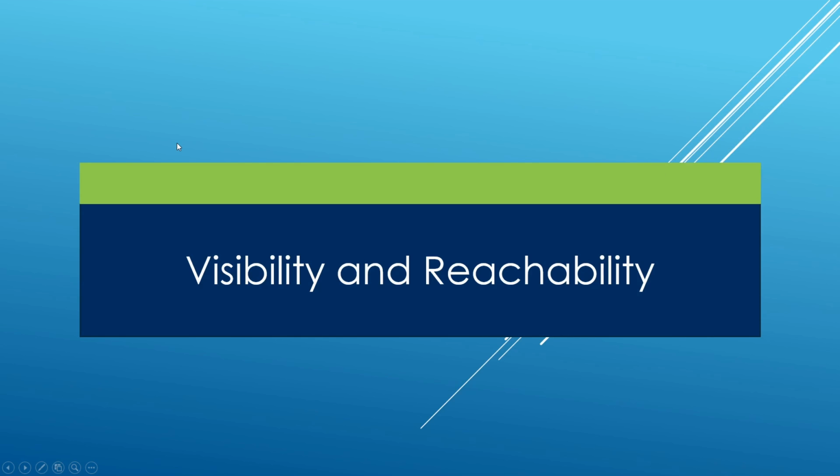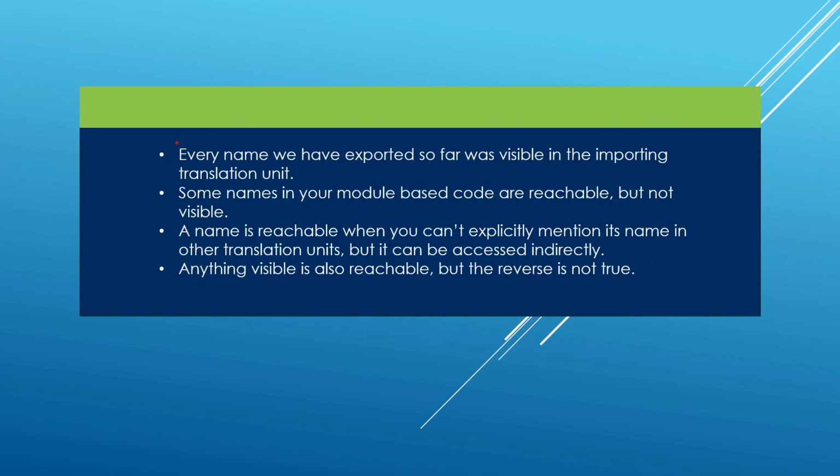In this video, we are going to explore the concept of visibility and reachability. Let's look at a few facts that we already know. Every name we have exported so far, through the export keyword or through an export block, was visible in the importing translation unit. They were visible because we could instantiate their objects, we could access the names and really do things with them.